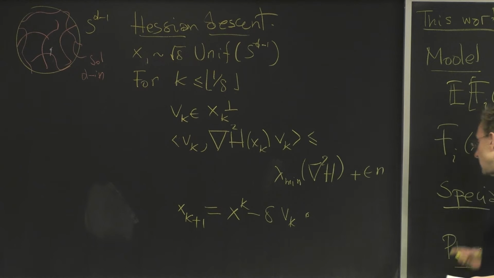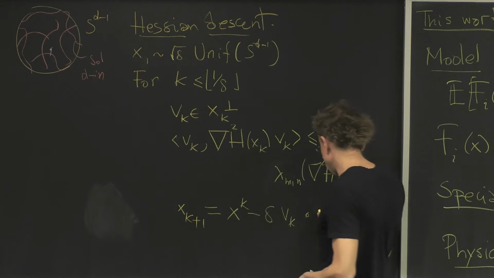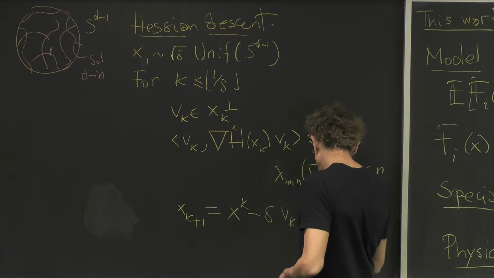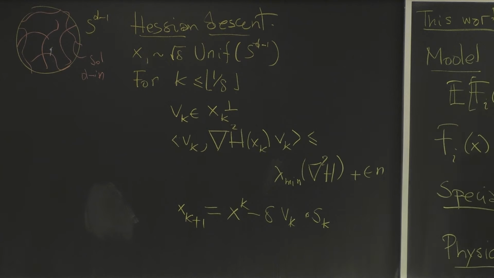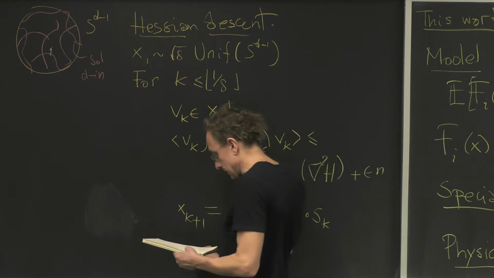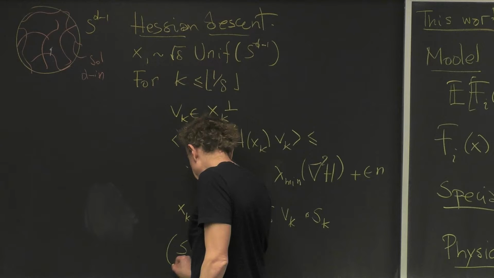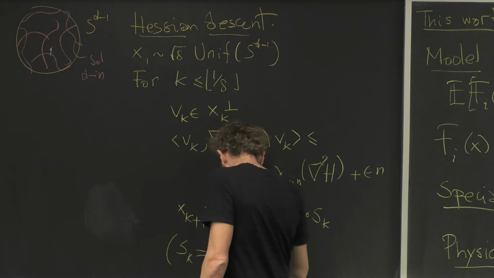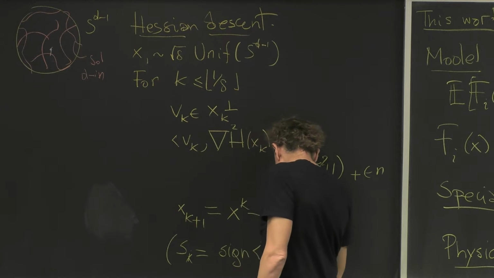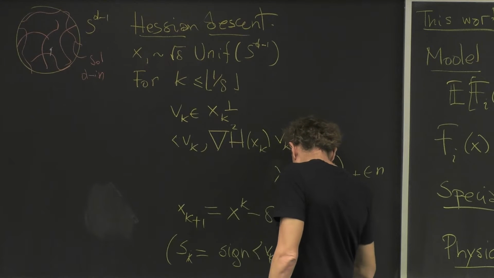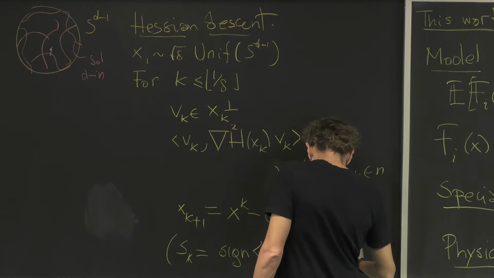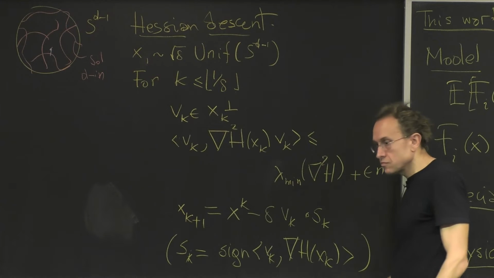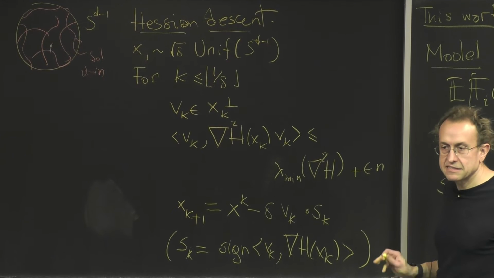Okay, we go along that direction, and there is a little thing you have to do here to avoid being hurt by the gradient. You put a sign, and you take s_k to be the sign of b_k times the gradient of the Hessian at x_k. Does the algorithm make sense?